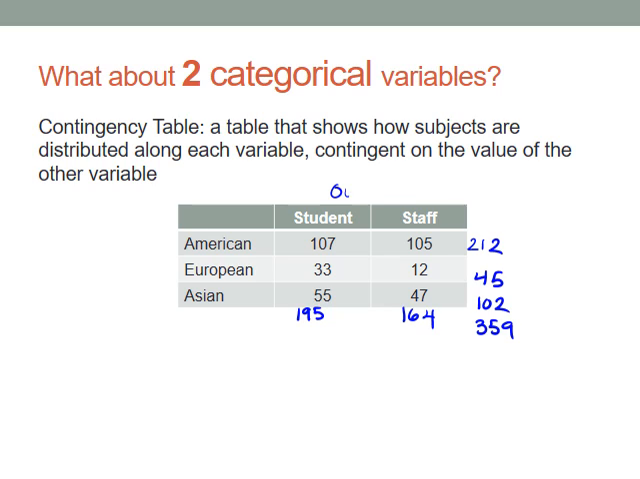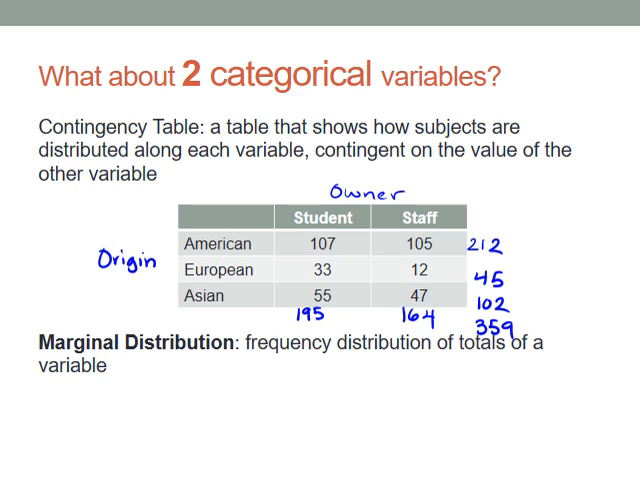Remember, this is my owner variable, and the categories are student or staff, and this is my origin variable for their car, and it could be an American, a European, or an Asian car. So I'm summarizing the information that we gathered. So what can we do with a contingency table? Well, we can look at what's called the marginal distribution. That's the frequency distribution. Remember, frequency is like saying counts. Okay, those are the counts of the totals of a variable. So we just calculated all of those.